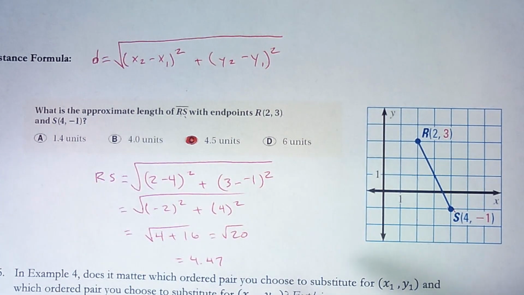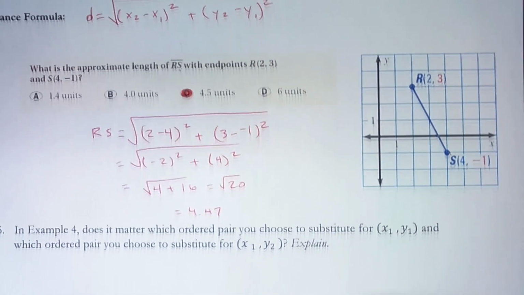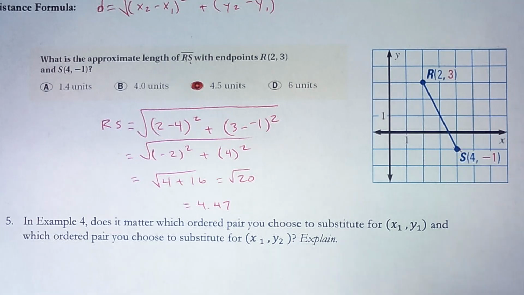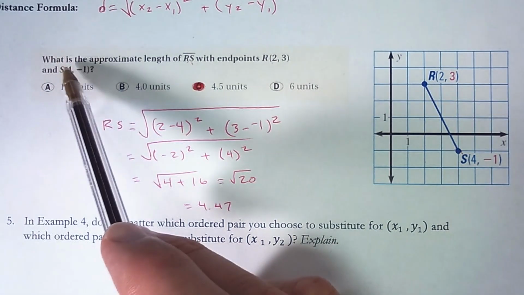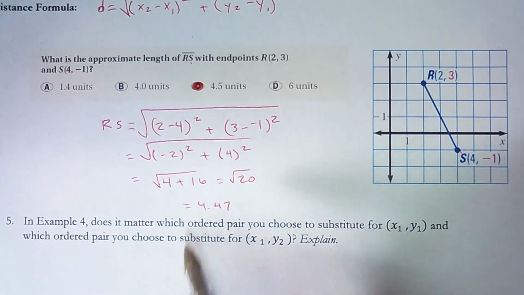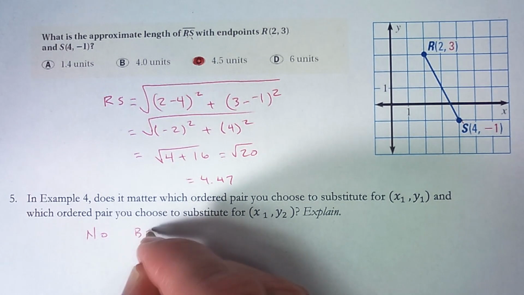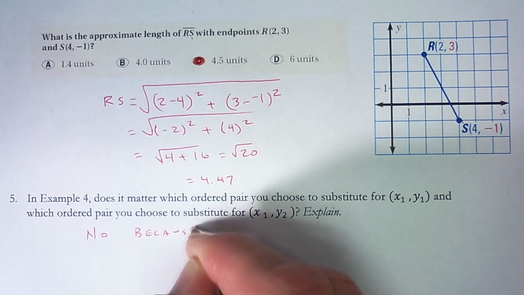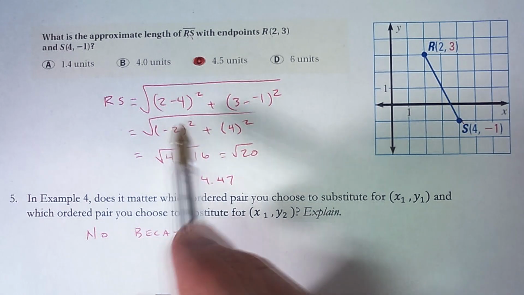Now in that example, would it have mattered which point I chose for x1, y1 and x2, y2? So does it matter, in other words, if I did 2 minus 4 or 4 minus 2? And the answer is no, it doesn't matter. And that is because when I square, it's going to come out positive anyways.